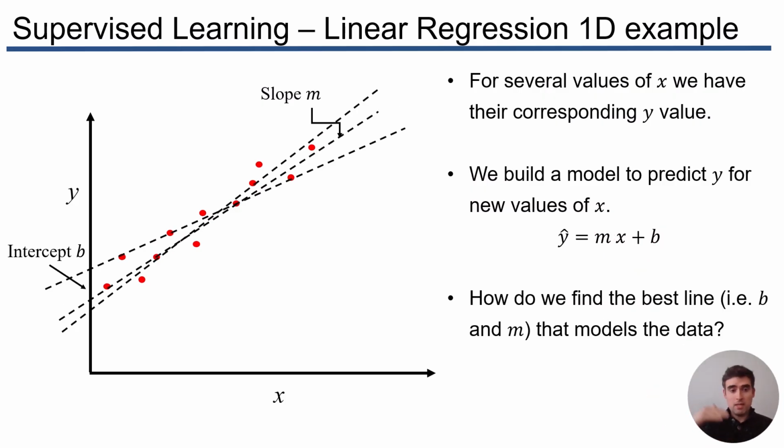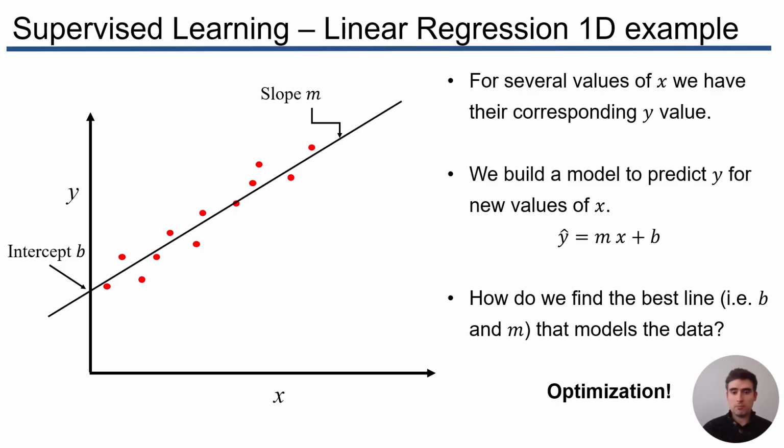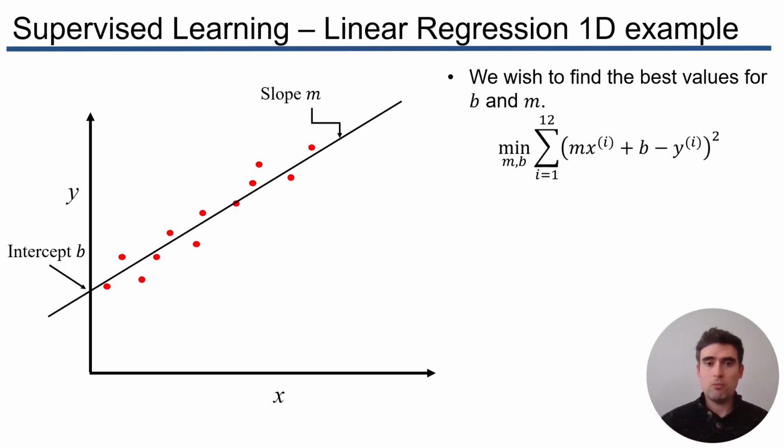And of course, there are many different lines that we can construct. And although some of these lines obviously are not correct, it's important to have the best statistical line that best captures our data. And the way that we solve this problem is via optimization. So we pose this optimization problem, where what we're saying is we want to minimize, so that's what the min says, the difference between our model.